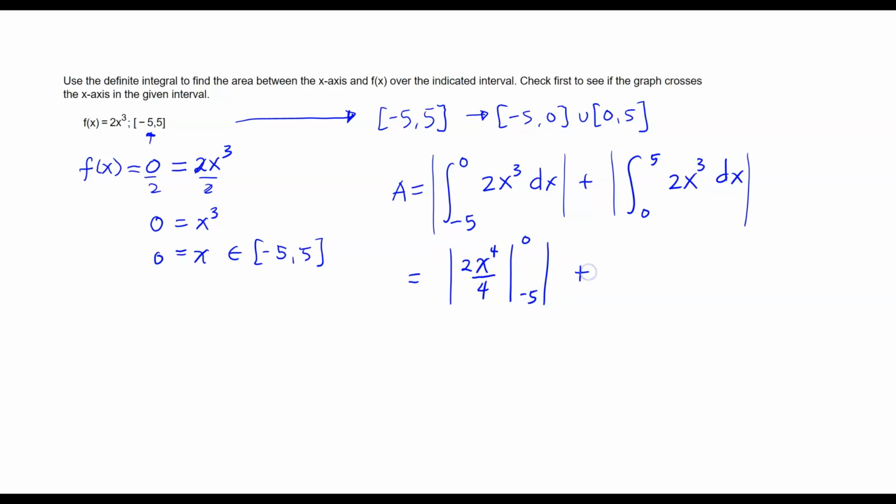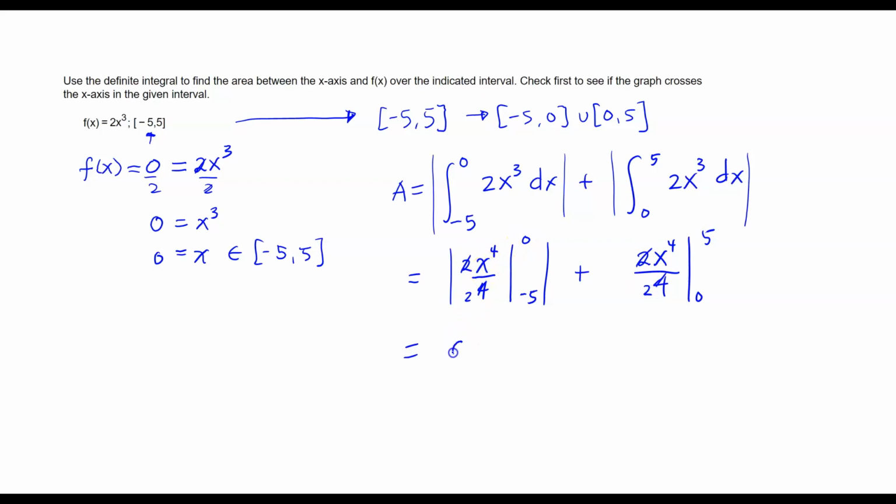Take the absolute value for the answer, especially if it's negative. And then the same thing here. It is 2x to the 4th over 4. Now evaluate that from 0 to 5. So that cancels. So that's only 2.